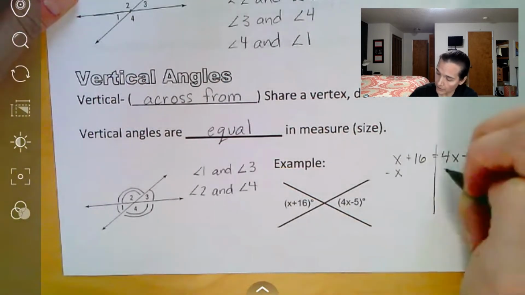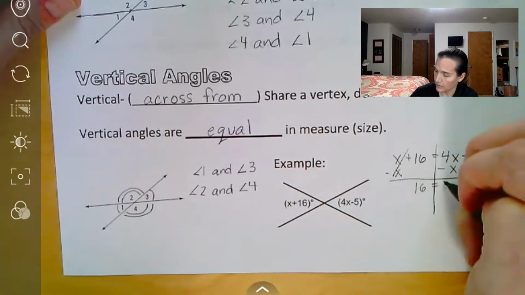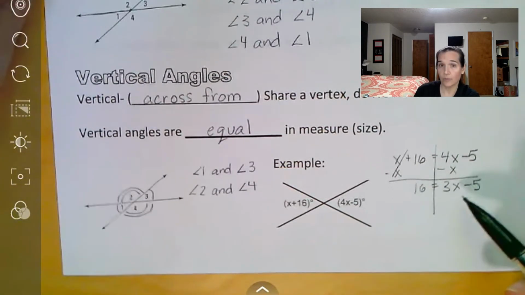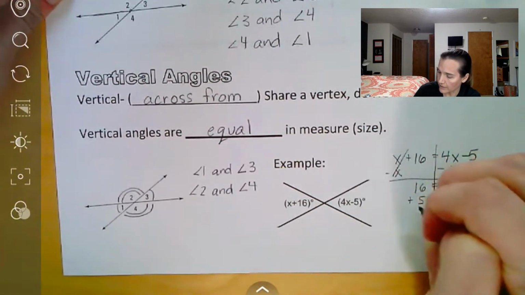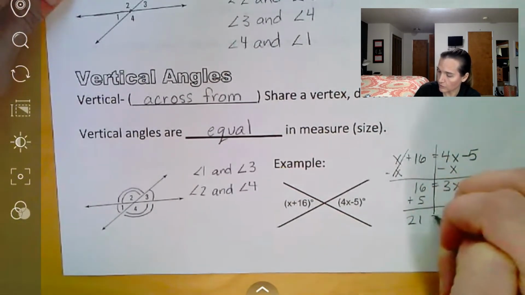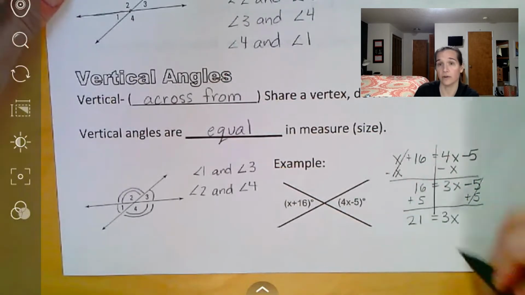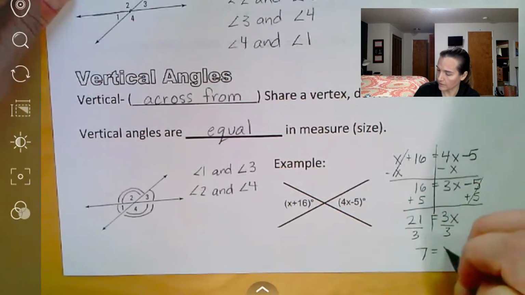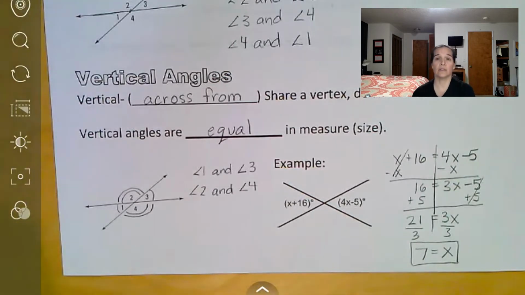I'm going to start by subtracting 1x from both sides, leaving me with 16 equals 3x minus 5. Here's my side with my variable. So I've got a two-step equation. I'm going to add 5 to both sides. It's 21 equals 3x. And this cancels out to be 0. And then the last step, divide both sides by 3. And we get that our x value is 7.